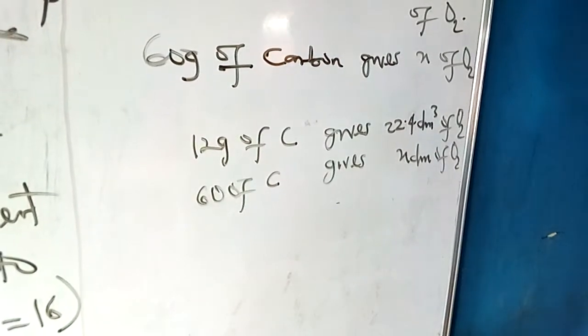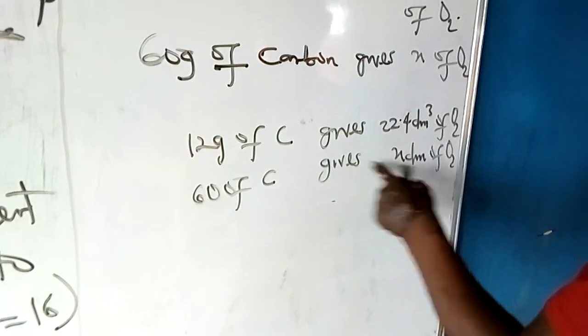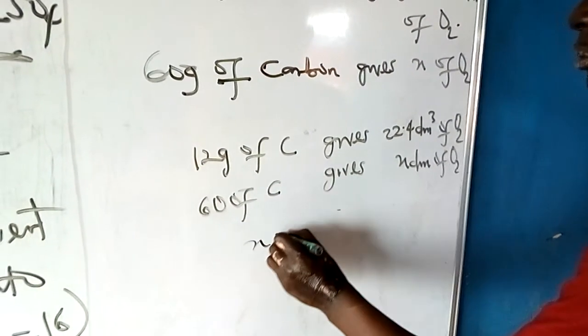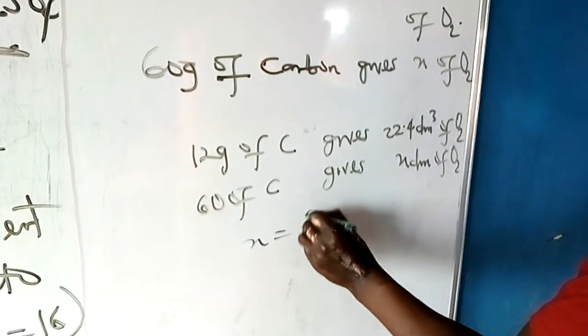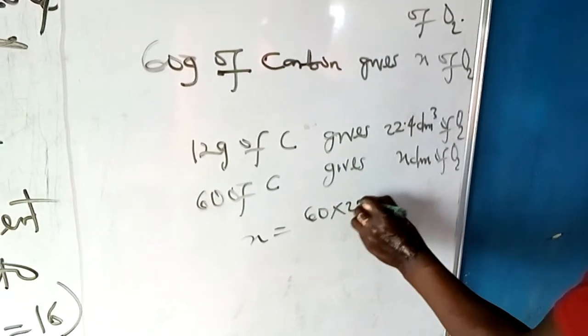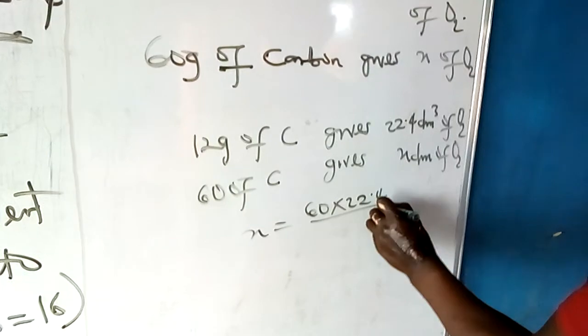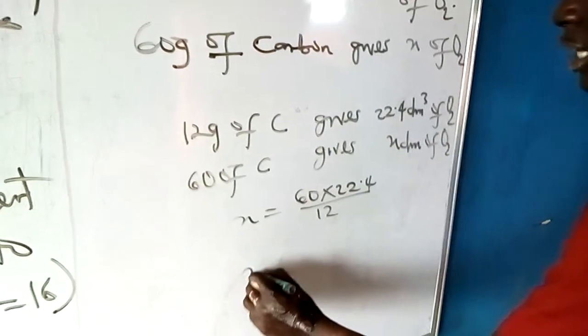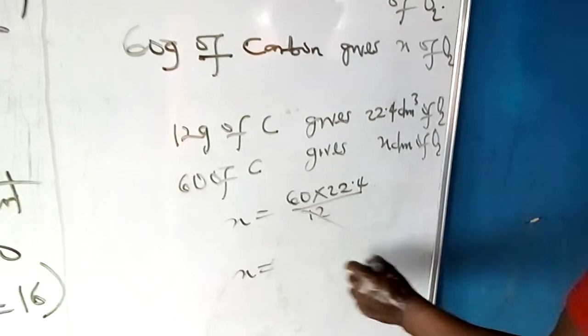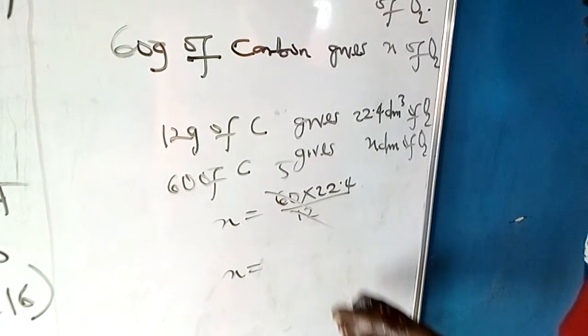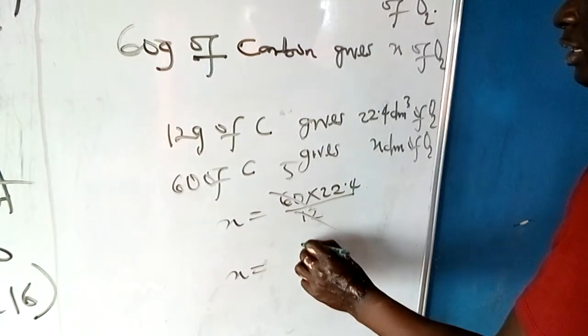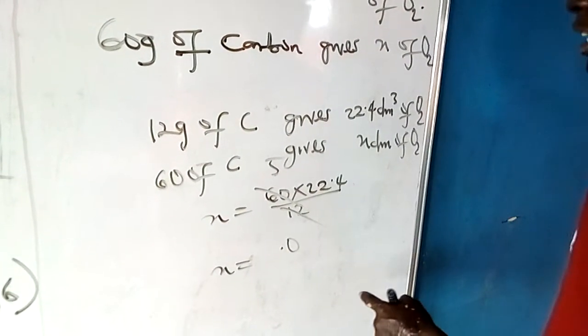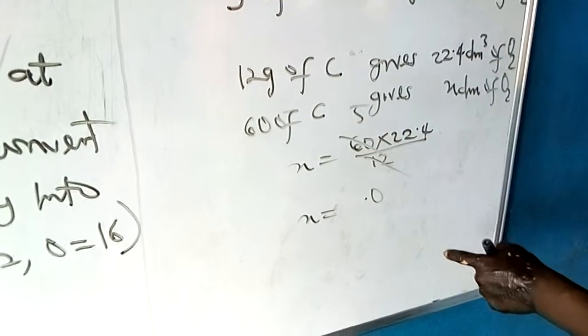So now what are we going to do? We want to find this. Use the proportion method. X becomes this times this, that's 60 times 22.4 divided by 12. That gives us X equals to 12 here 1, 12 here 5. That gives us 5 times 4 is 20, write 0, keep 2. 5 times 2 is 10.